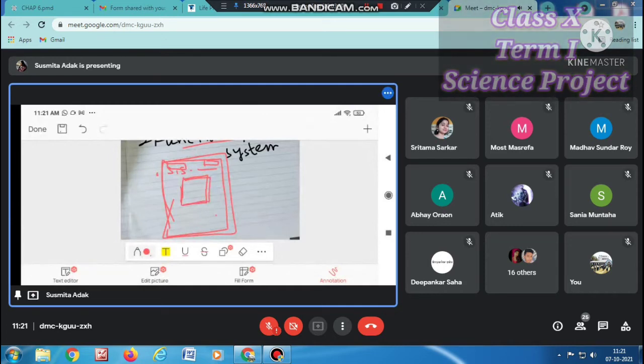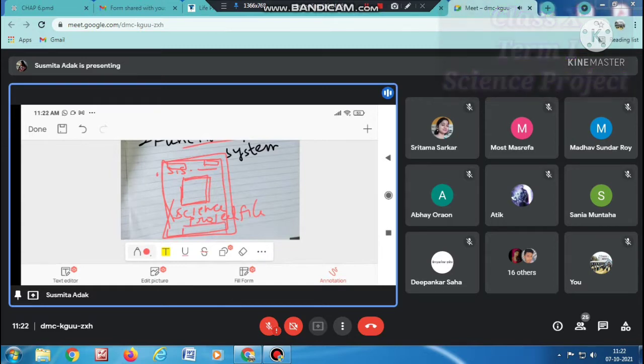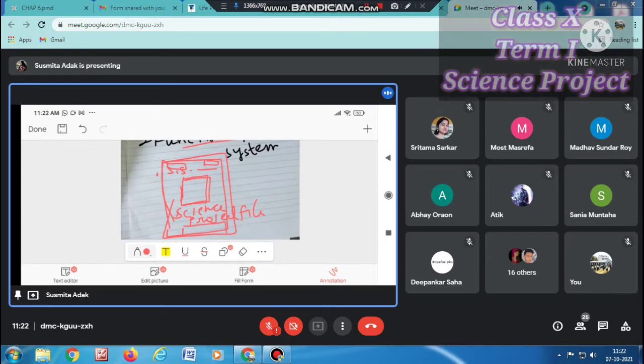After that, here you will write science project file. Science project file you will write. After that there will be space. In that space you will write your name. At first you will write your name, then your class.